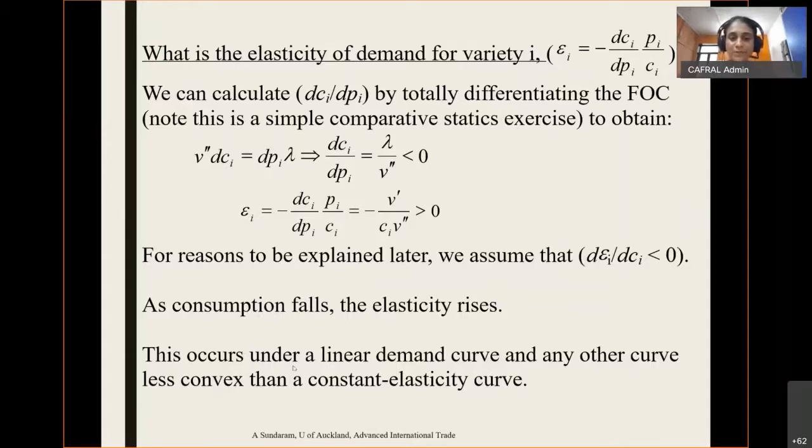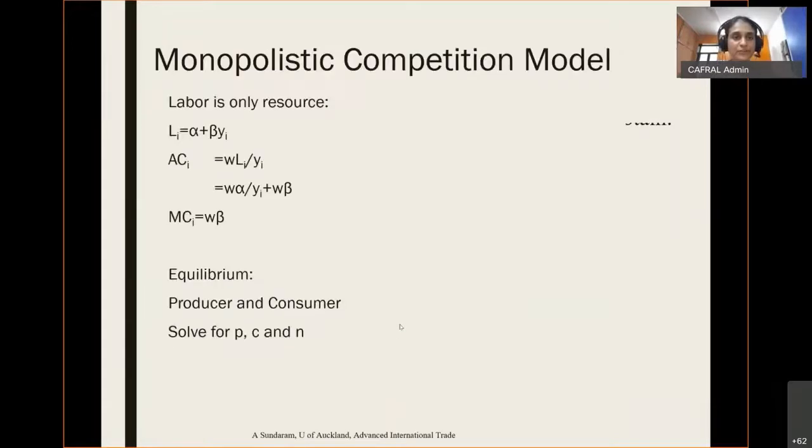And this happens when you have a linear demand curve or any other less convex curve than the constant elasticity. So think linear demand curve. In a standard linear demand curve, this property is going to hold, that when consumption falls, the elasticity of demand goes up. Okay, so that was the demand side.